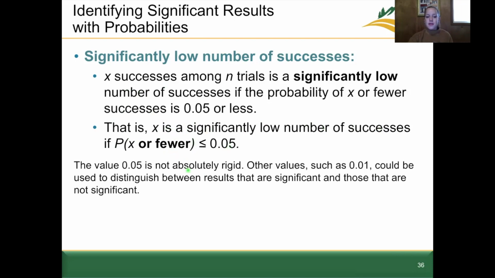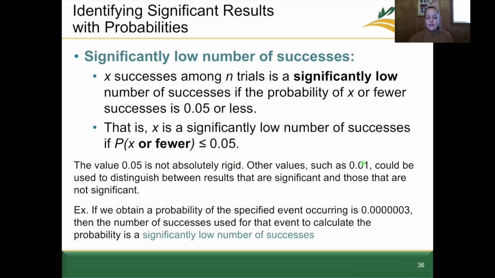Again, I put the same caveat that 0.05 is not set for every different probability scenario. It could also be 0.01. For the example here for a significantly low number of successes, if we obtain a probability of a specified event occurring that is again very low, lots of zeros here, then the number of successes used for that event to calculate the probability is significantly low. It's a significantly low number of successes to be specific.